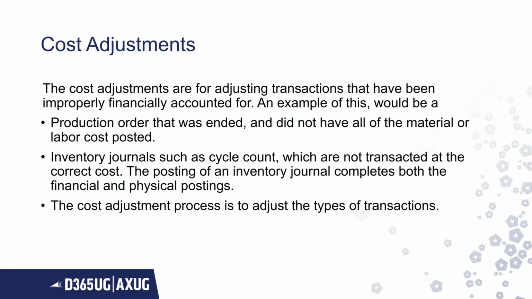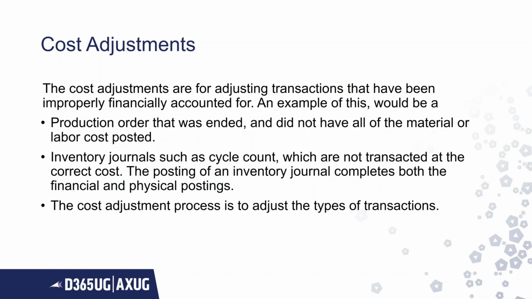And here's the most vivid examples. A production was ended, but didn't have all the costs posted to it, resulting in a cost of the item that was below what it should have been. Another very vivid example, inventory journals such as cycle count that didn't have a planned cost, so probably posted at 0.